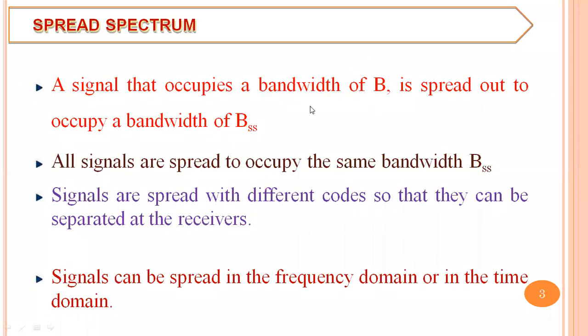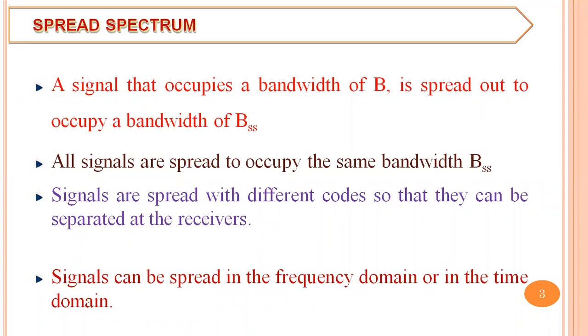So a signal that occupies a bandwidth of B is spread out to occupy a bandwidth of B_ss. All signals are spread to occupy the same bandwidth. Signals are spread with different codes so that they can be separated at the receivers, and signals can be spread in the frequency domain or in the time domain. So in spread spectrum, we spread the original spectrum needed for each station. If the required bandwidth for each station is B, then the spread spectrum expands it to B_ss.